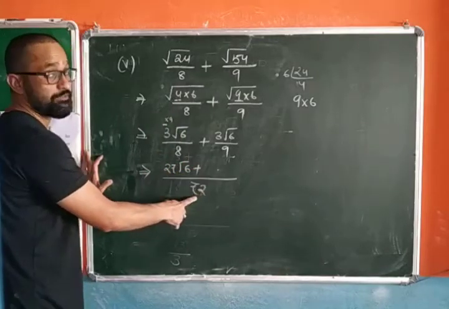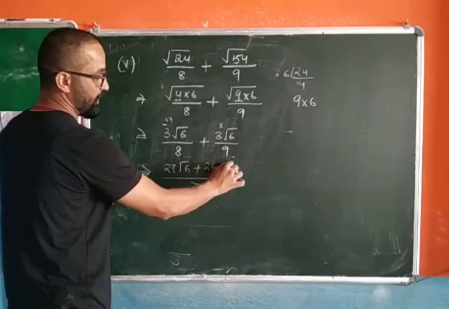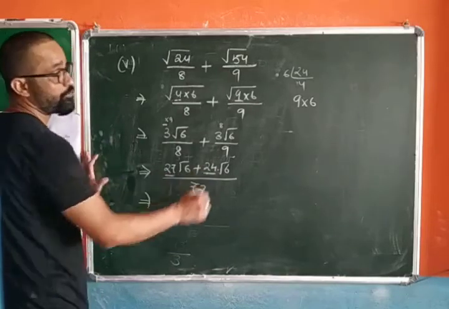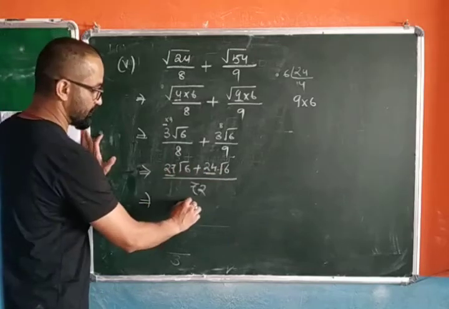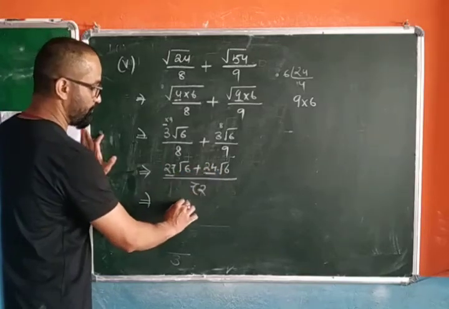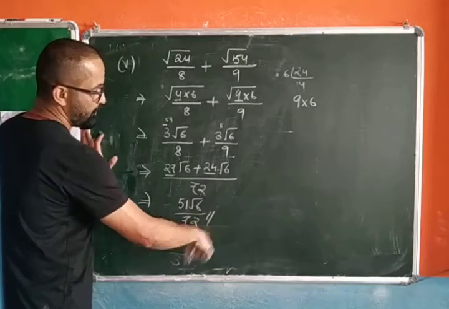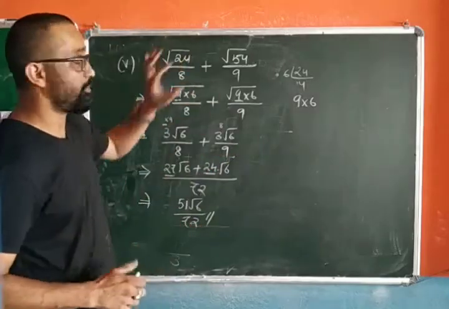9, how many times 72? 8 times. 8 into 3 is 24 root 6. Then add it up. The number in front of the irrational number gets added up. 18 plus 24 is 42 root 6 divided by 72. Leave it like this. This is the simplified value of the given question.